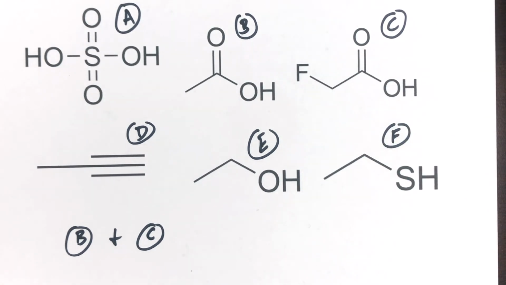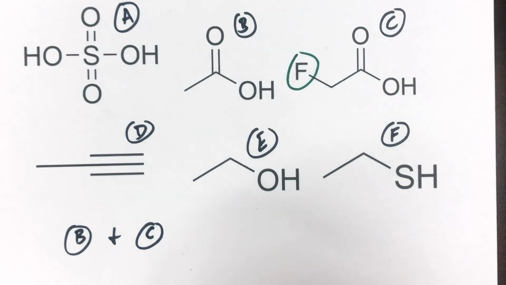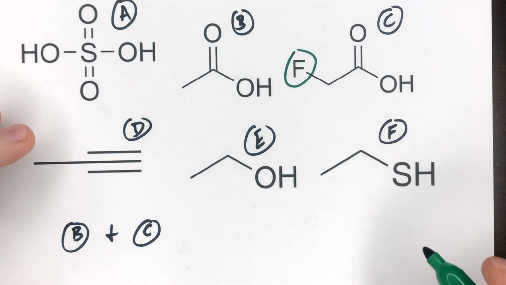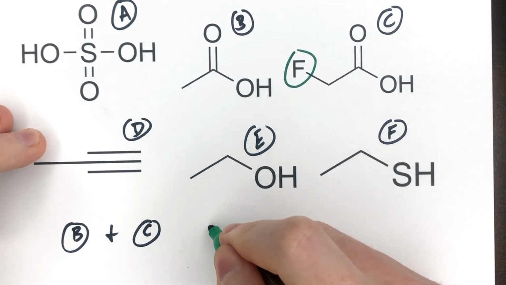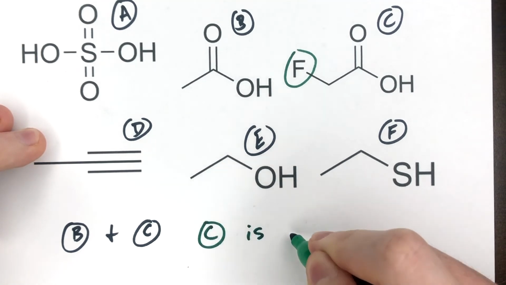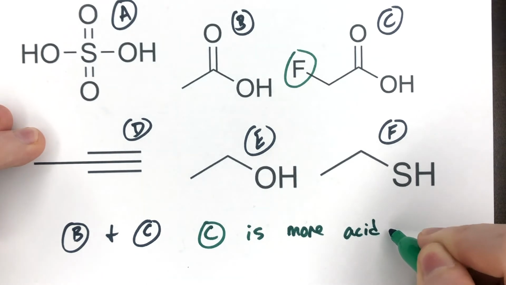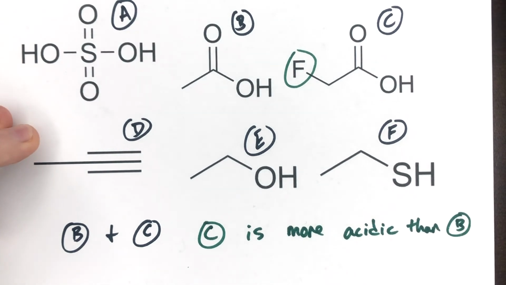No difference there. There's no difference in electronegativity, no difference in atomic size, and no difference in hybridization. The difference lies in the inductive effect of this fluorine. So the inductive effect is the explanation that C is a stronger acid than B. So here we can say C is more acidic than B.